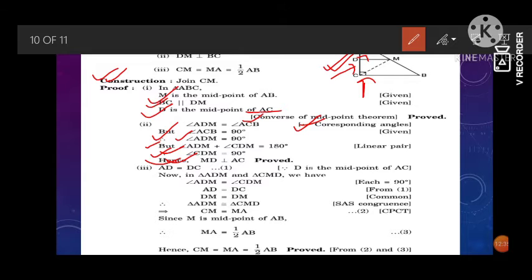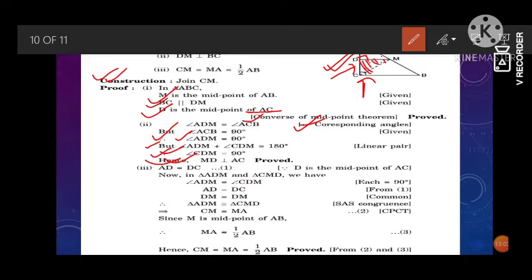Now we will prove the subpart 3. To prove subpart 3, AD is equal to DC. We have achieved it from 1 as D is the midpoint of AC. Now we will consider two triangles, ADM and CDM. We have joined a line CM, so we are getting a small triangle over here, this shaded triangle. So we will consider ADM and CDM.